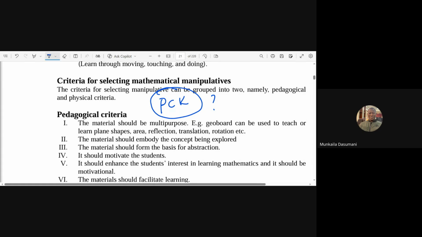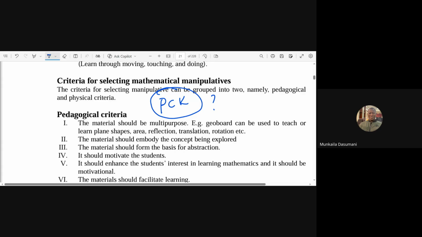Okay. The material should be multi-purpose. For example, a board can be used to teach or learn plane shapes, area, fractions. So when you are purchasing the manipulative, it's good to use it for multiple purposes. You don't use it to teach only one concept. But when you are preparing the material for any concept, you make sure it can also cater for different aspects of that concept.